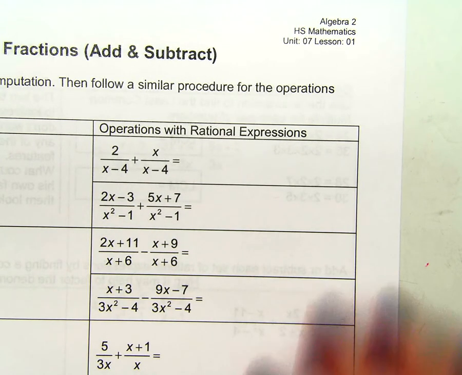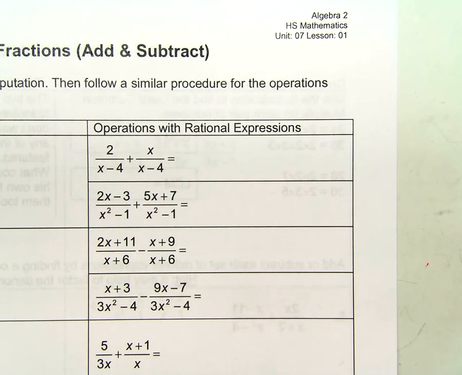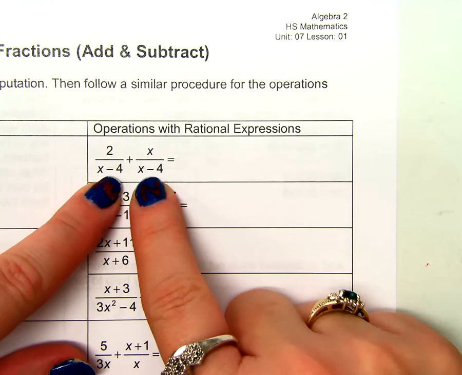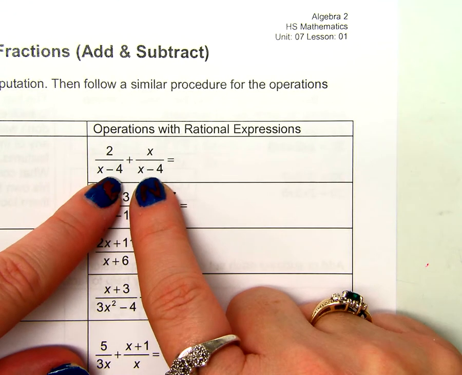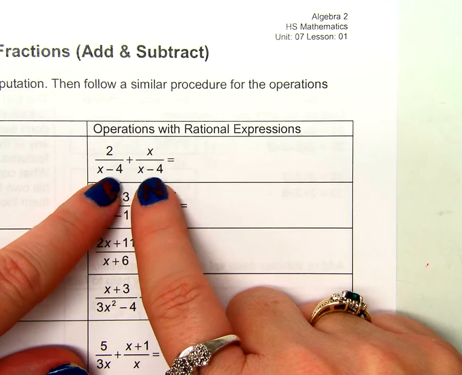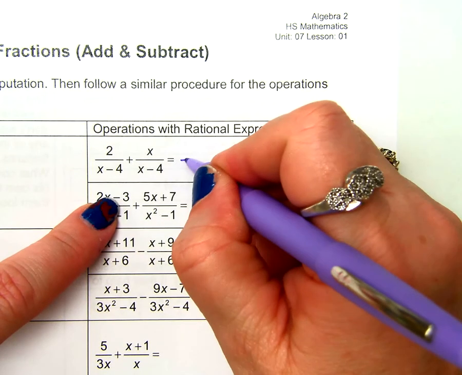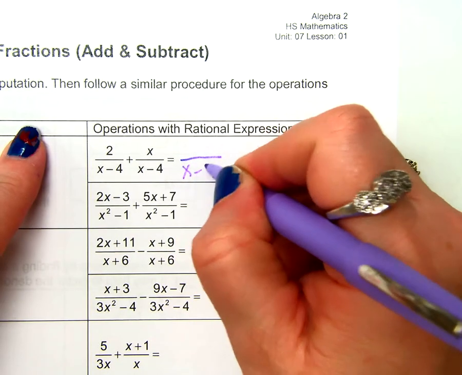Okay, the only way it changes is that I have letters and stuff, right? The operations, the steps that I take are still the same, aren't they? So look at this first problem right here. What do you notice about these two fractions? They have the same denominator. Whatever the denominator was before, guess what it is now? The same.